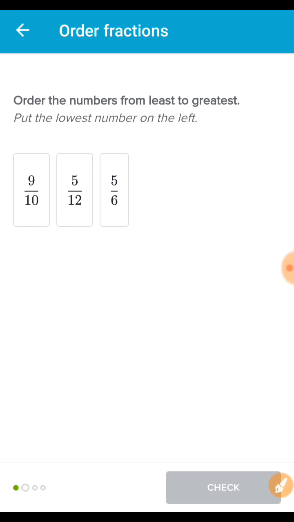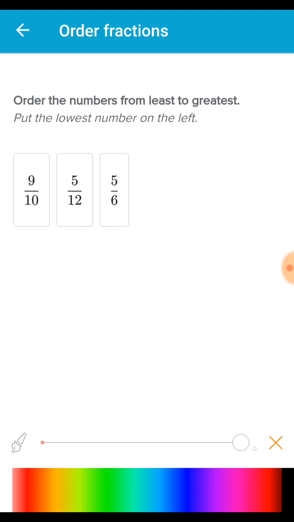Let's try another one. 9/10, 5 over 12, and 5 over 6. Well, this time I'm going to take my largest number, which is 12, and count by 12s. So that's 12. Doesn't work because of 10. 24 doesn't work because of 10. 36 doesn't work again because of 10. 48 again because of 10. And then 60. 60 works.